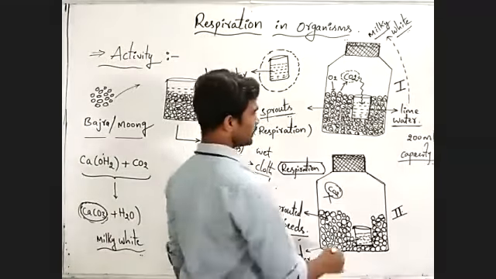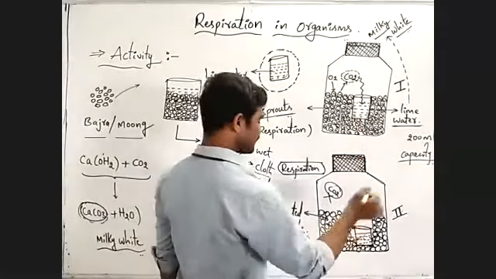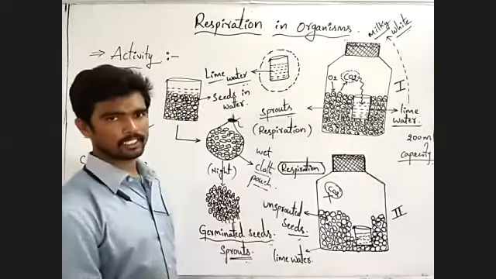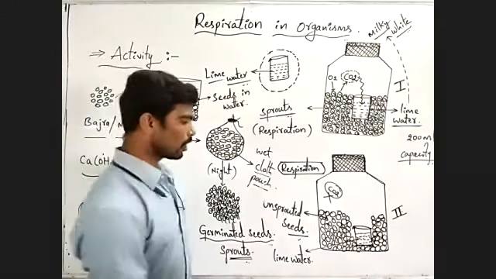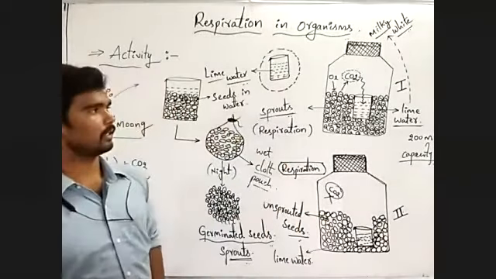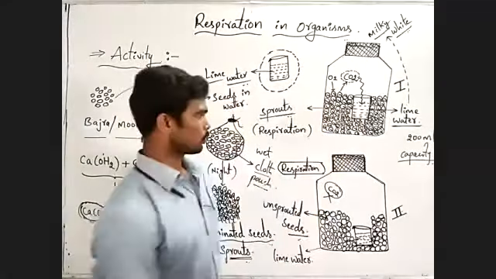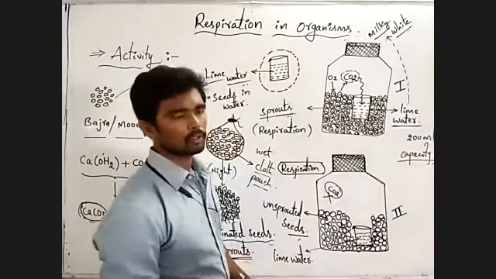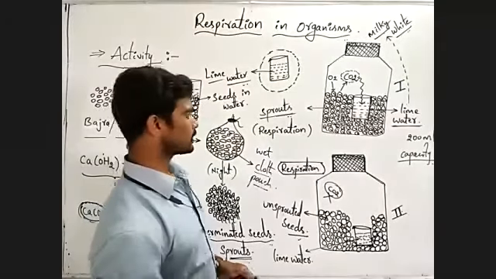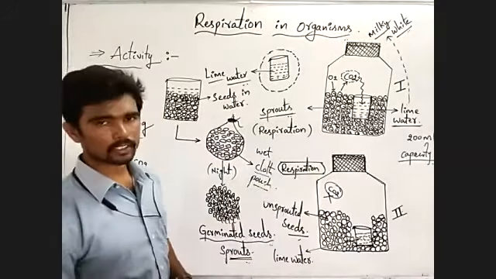Understanding? Means germinated seeds perform the respiration. Here, unsprouted seeds are non-germinated seeds, they cannot perform the respiration. Plants also perform the respiration process. To prove plants also perform the respiration process, we have to conduct this activity. Understanding? Observe.